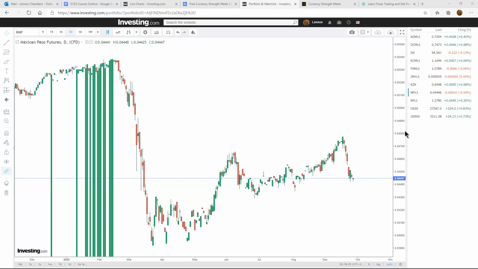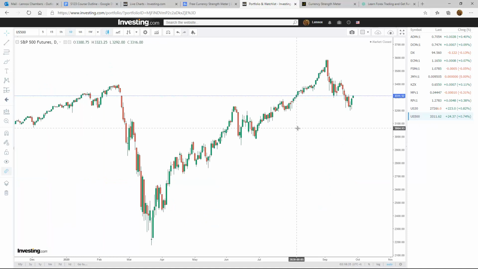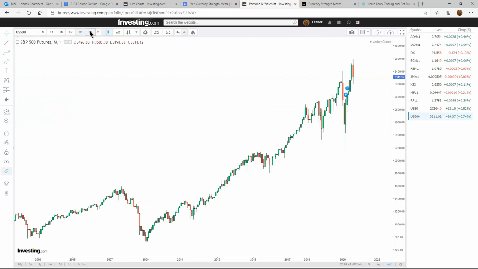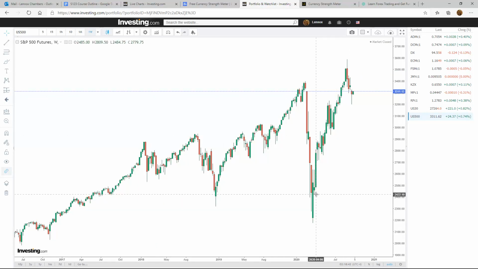All right, and what else do we have? I look at the S&P 500. Okay, so with this one, I'm going to go to the weekly on this. Sorry, the weekly. Very strong push to the upside here, and then we get this drop at this point.